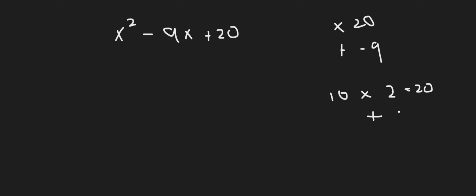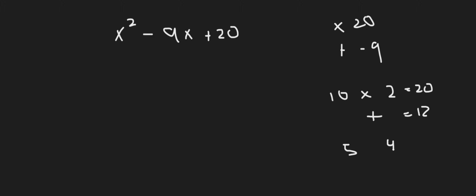X squared minus 9x plus 20. Now again, we have a coefficient of 1. This is going to be our last one before we move into coefficients other than 1. What numbers multiply to 20 and add to negative 9? You can try solving this yourself, but I'll be solving it here too. You can confirm your answer with my answer to see if it's correct.